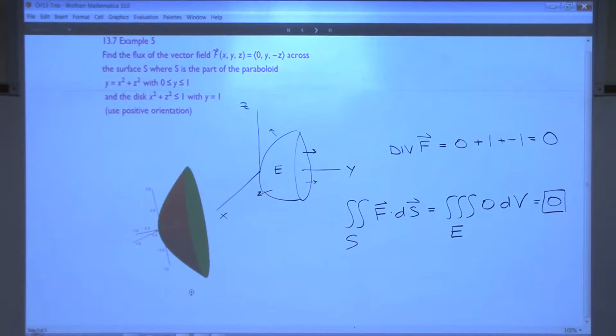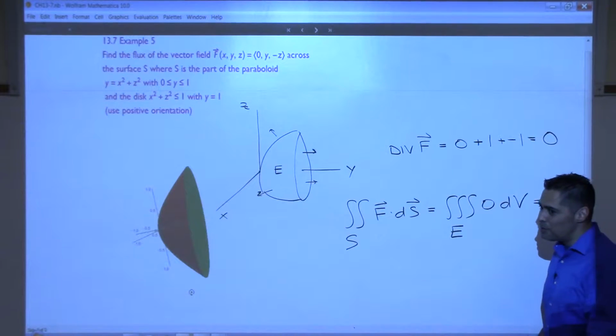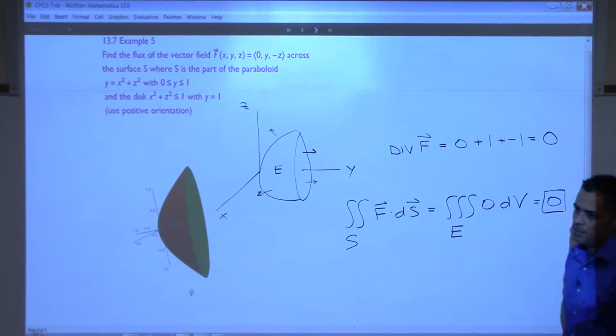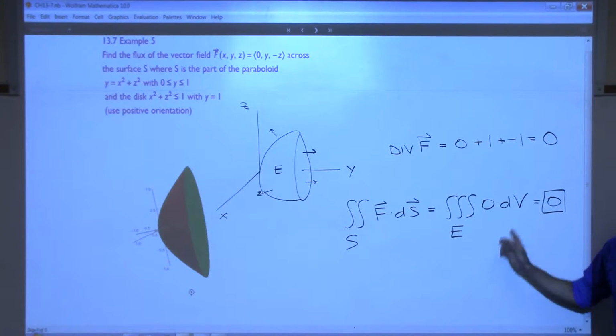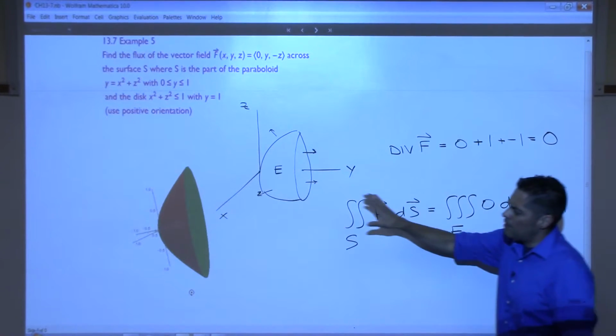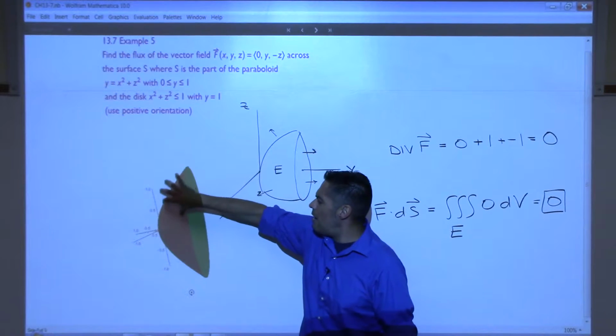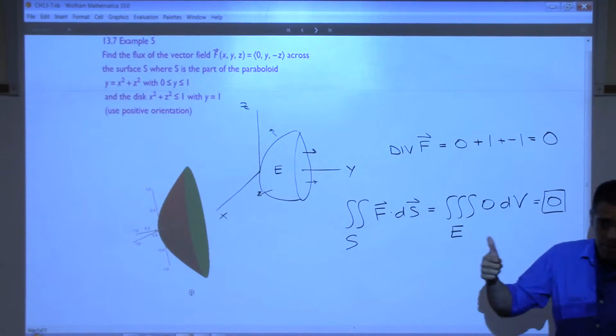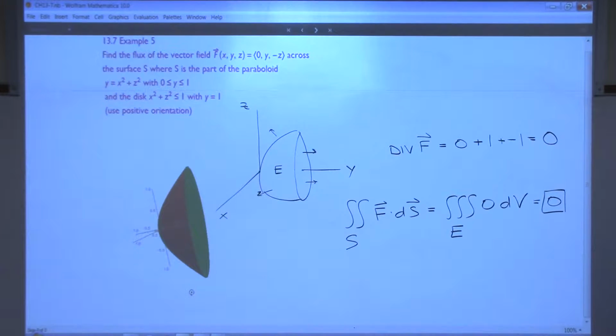But if I ask you to find the flux over a surface that is enclosing a solid, then I would be thinking this. Now, when we did it, on one surface I think we got negative pi, and on the other surface we got pi, and then they canceled out, so we got 0. So it matches up with what we did. It's nice, right? Okay. Done.